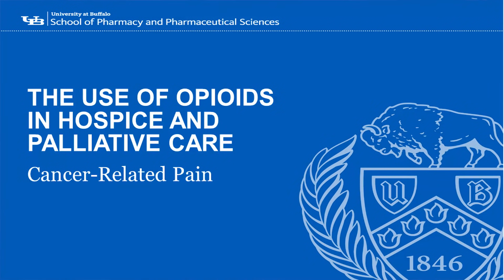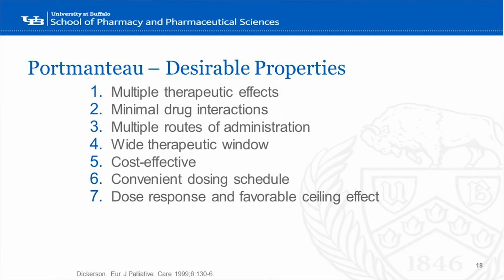Okay, now let's move into the use of opioids in hospice and palliative care, starting with cancer-related pain. One of the concepts that we use in hospice and palliative care is called portmanteau, where we look at the desirable properties of a medication. Oftentimes we are trying to minimize the number of medications and get the maximum effect out of the few medications that we use. So using this concept, a drug that would meet this criteria would have multiple therapeutic effects.